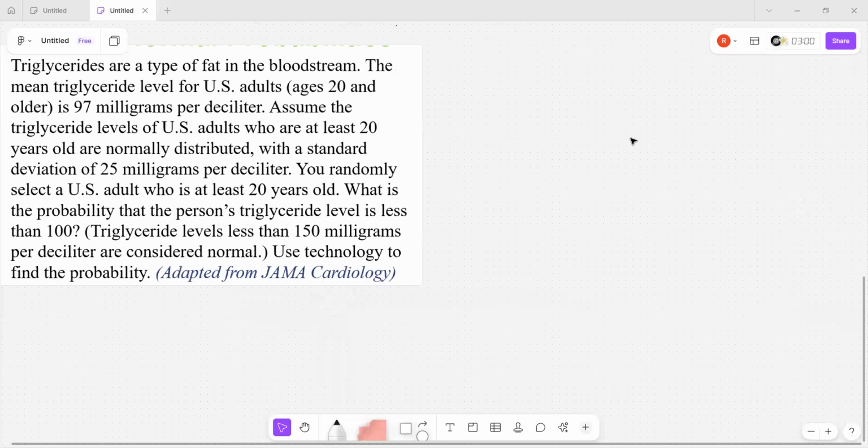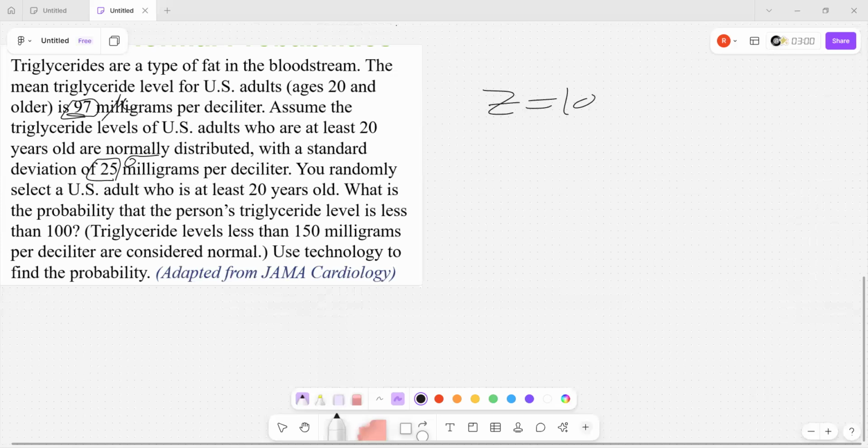Okay, so say again how we will solve this. Well, it says that the mean is 97, and it says that X is 100 when it says the probability that the level is less than 100. The standard deviation is 25. Don't forget this. Okay. Next. So I said 100 minus 97 over 25. And the answer is 0.12.